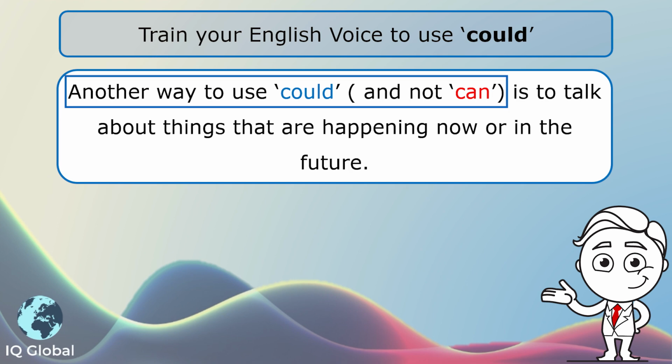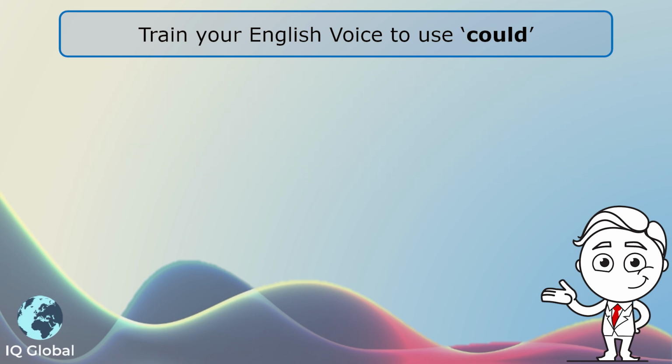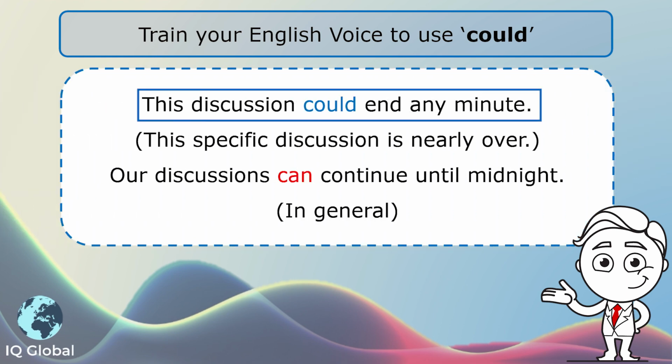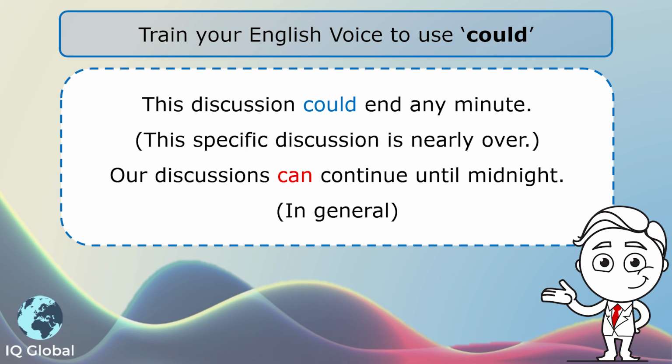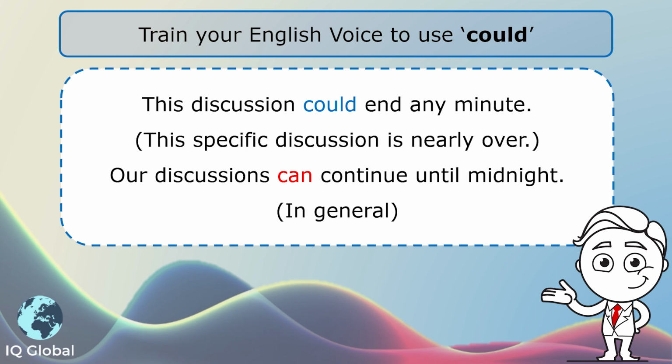Another way to use could and not can is to talk about things that are happening now or in the future. So have a look at sentence 1. This discussion could end any minute. That means that this specific discussion is nearly over. So it is going to happen in the future, but any minute now. So we use the word could.